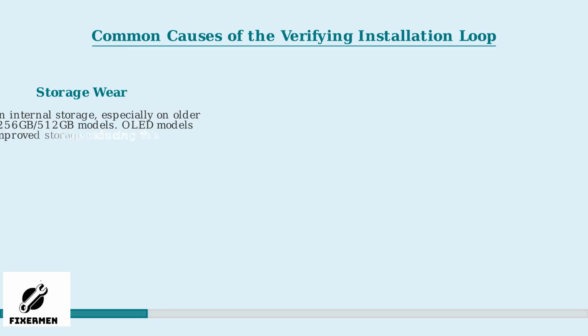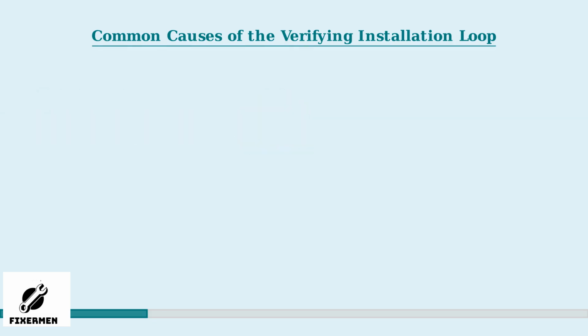Wear on the internal storage can cause data corruption, particularly on older Steam Deck models with 64 gigabytes, 256 gigabytes, or 512 gigabyte storage. The OLED models released in 2023 feature improved storage technology that reduces this problem.